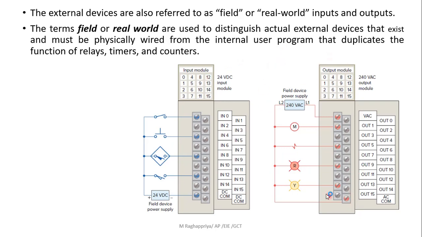And this is the output module. To this output module, you can see there are different field devices connected, and notice the difference in the notations. It is an input module, so it is IN, and this is an output module, so it is OUT. Now these can vary according to the manufacturers. According to different PLC manufacturers, the input and output notations will vary. So this is how the input module and output module look, and how you connect the devices.